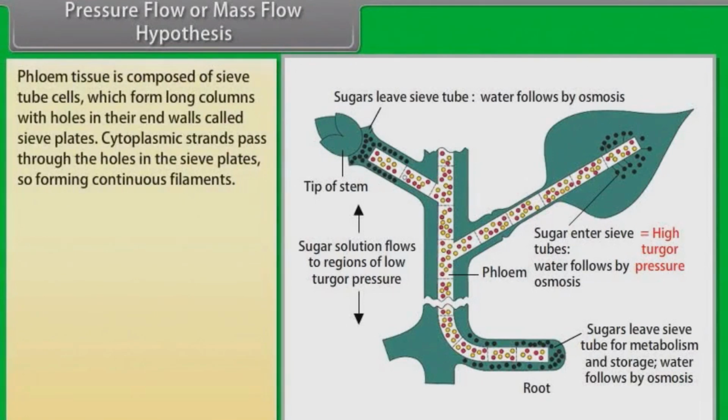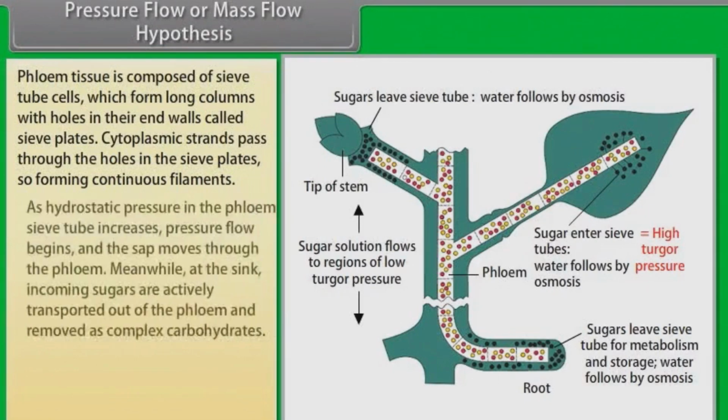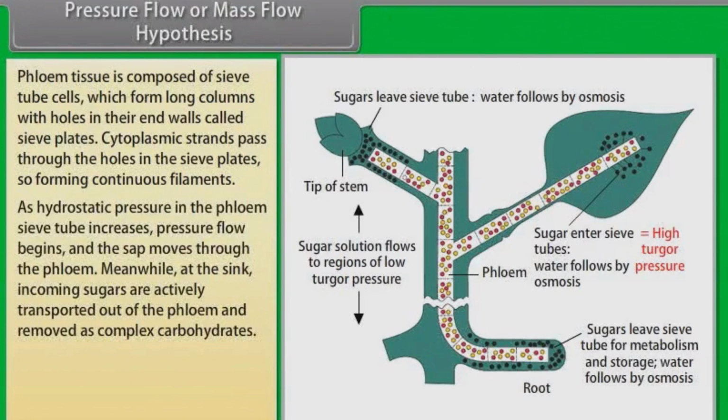Phloem tissue is composed of sieve tube cells, which form long columns with holes in their end walls called sieve plates. Cytoplasmic strands pass through the holes in the sieve plates, so forming continuous filaments. As hydrostatic pressure in the phloem sieve tube increases, pressure flow begins, and the sap moves through the phloem.